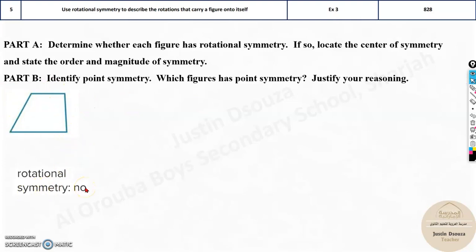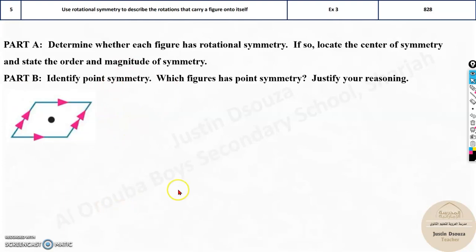No, there is no rotational symmetry at all. If there is no rotational symmetry, there is no order, none, then there is no magnitude as well. There is no point of symmetry also, because if there is point of symmetry, that means it will have a rotational symmetry of 180 degrees, isn't it? So there is none over here.